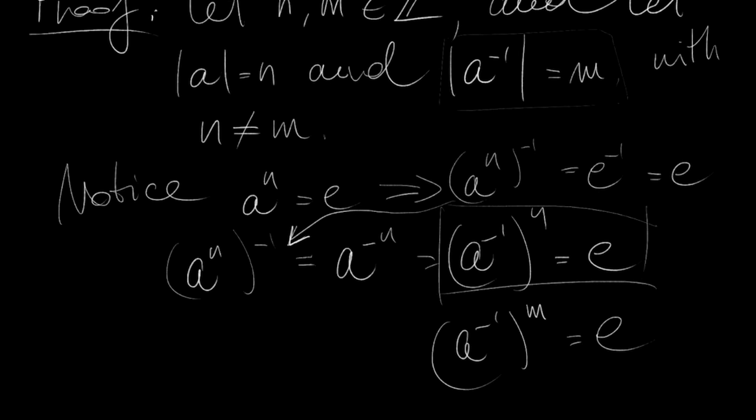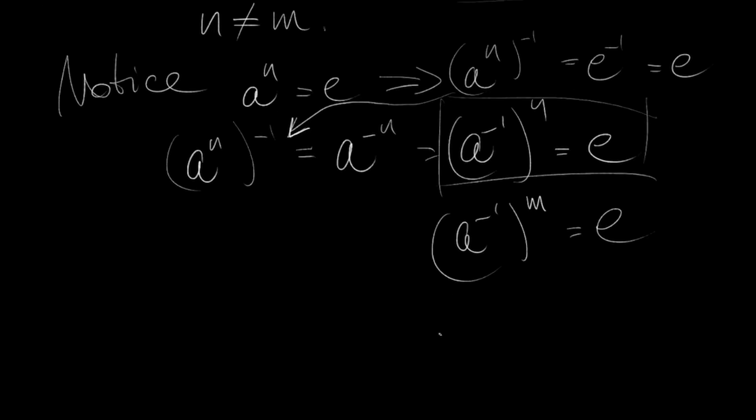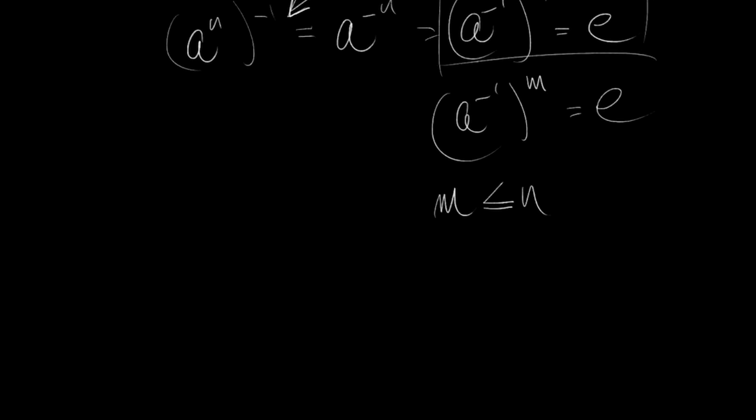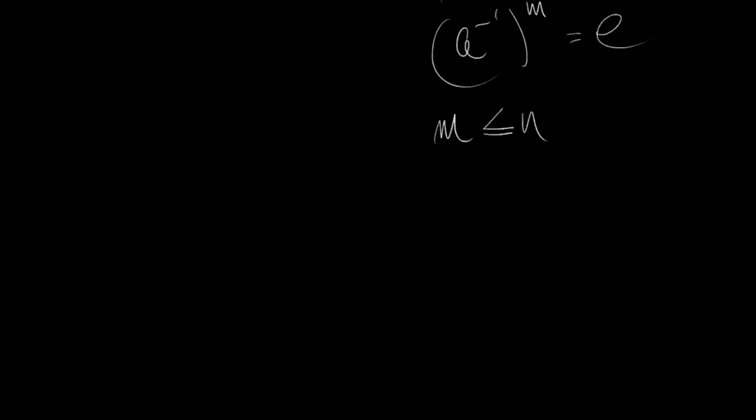So let's write this down. Let's put it this way: m must be less than or equal to n, since m is the order of a inverse. Okay, now what else do we know?